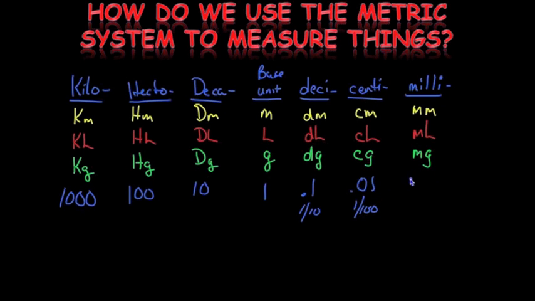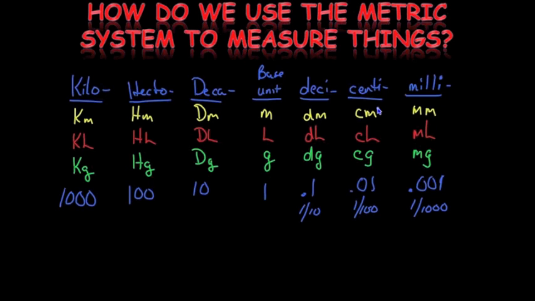And milli has a value of 1/1000th. So a millimeter is 1/1000th of a meter, so there's 1,000 millimeters in 1 meter. Okay? Since each prefix is 10 times more or less than the prefix next to it on either side, we can calculate and convert units very easily as long as we remember the order of prefixes.